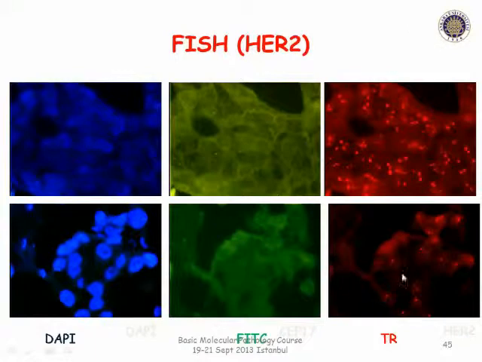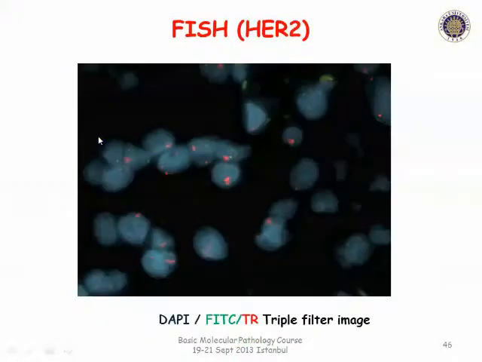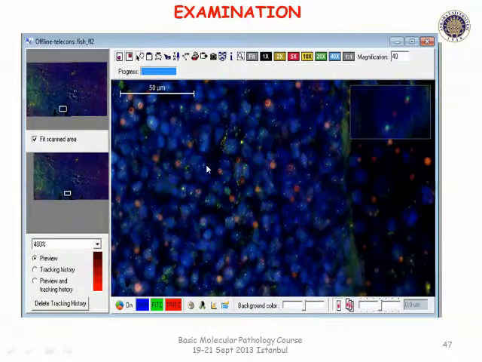This is, for example, the target for HER2/neu. This is for HER2 signals. This is for reference chromosome 17 signals, and this is the nuclear signals. So when you combine all these signals, you can get these nice pictures, and you can examine and interpret your results. These examinations can be done by sophisticated scanning systems. Even these systems can help you with interpretation or counting your signals.